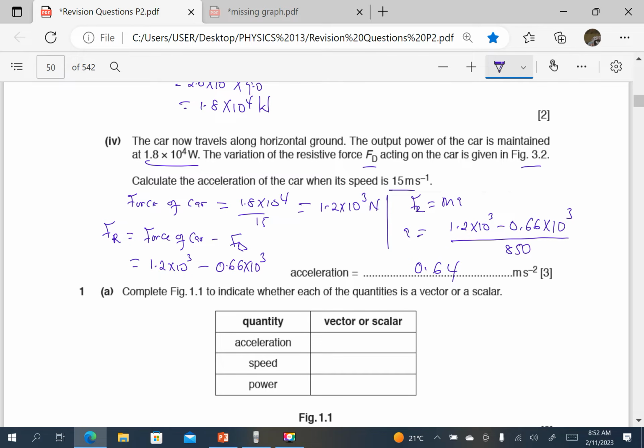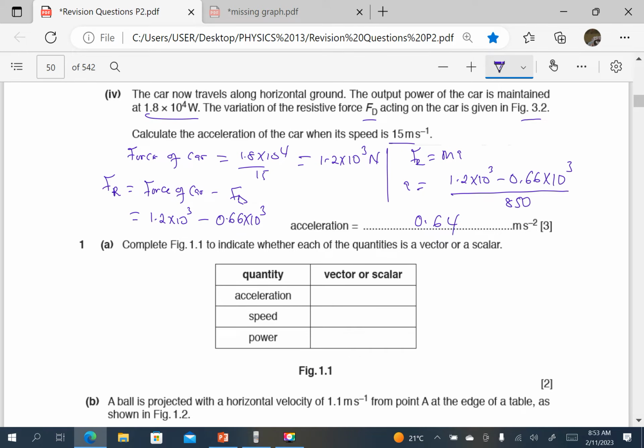Complete the figure to indicate whether each of the quantities is a vector or a scalar. Now, if we know the vectors, we know the scalars. I say there are 6 vectors: acceleration, displacement, velocity, momentum or impulse, force or weight, and moment or torque. So speed is a scalar. Power will be a scalar.